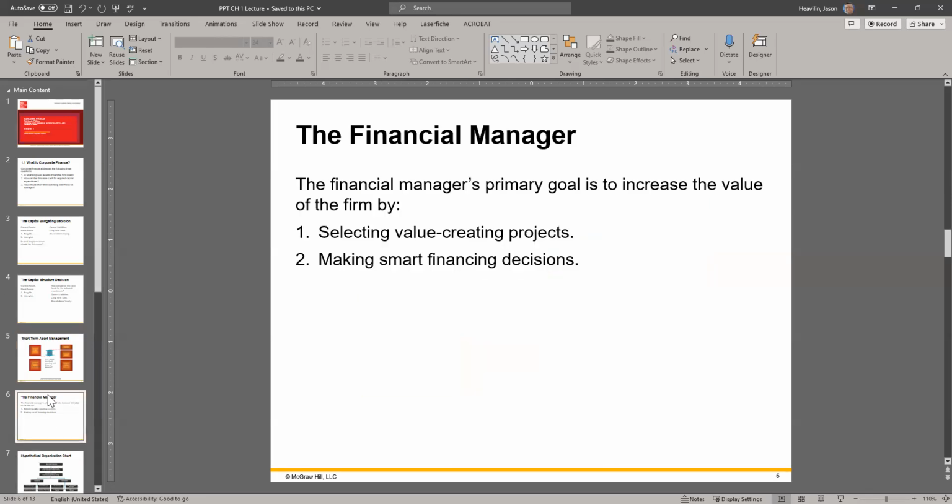So the financial manager. Now we're getting into the whole management side of managerial finance. The financial manager's primary goal is to increase the value of the firm. Let's stop right there for a second. Increase the value of the firm. That's what the financial manager does.